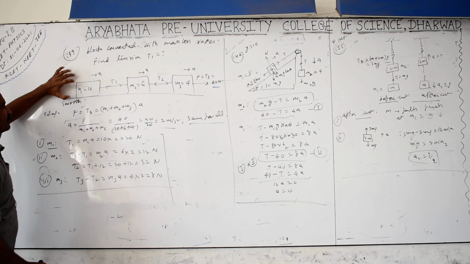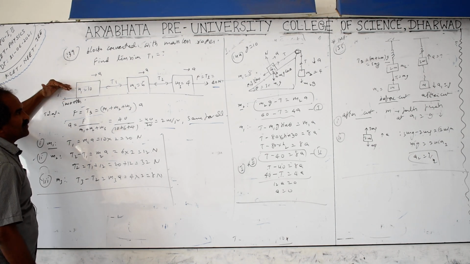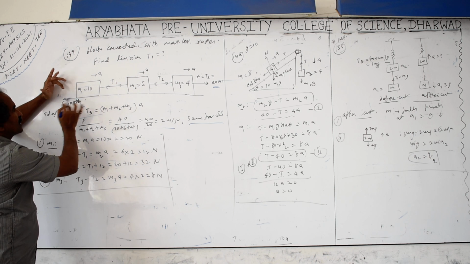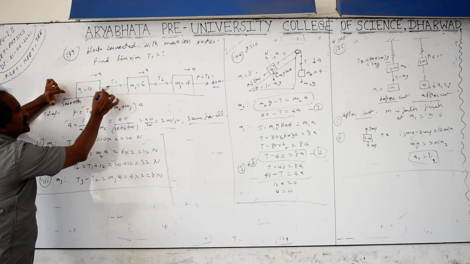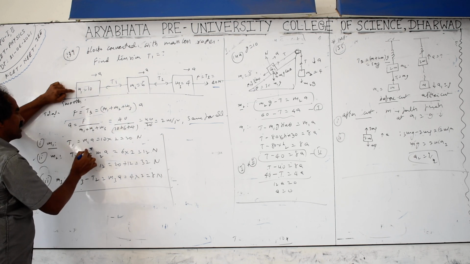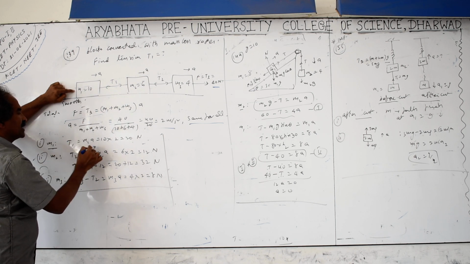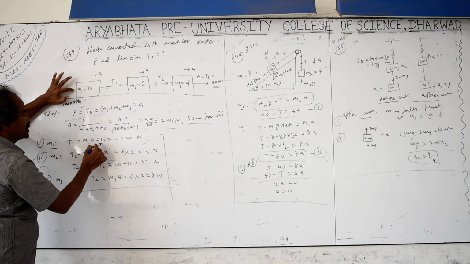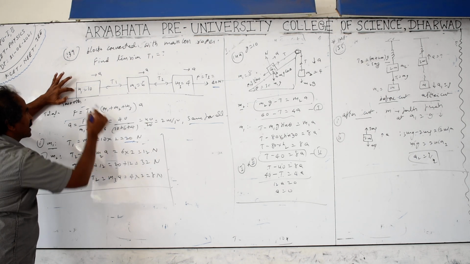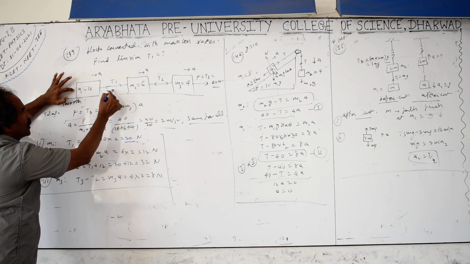For the first block, m1, there is no other force acting on the left side, only one force. There is a tension in the rope, T1. T1 is equal to m1a for the block m1, and that is equal to m1, which is 10 kg, into the acceleration we got, 2. 10 into 2 is 20 newtons, the tension acting here. So T1 is 20 newtons.